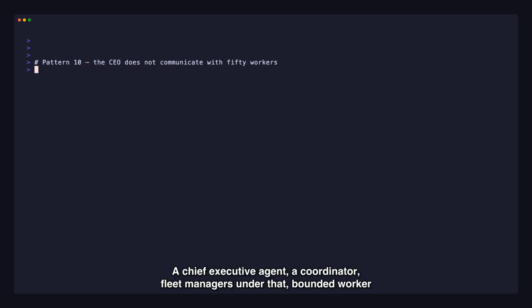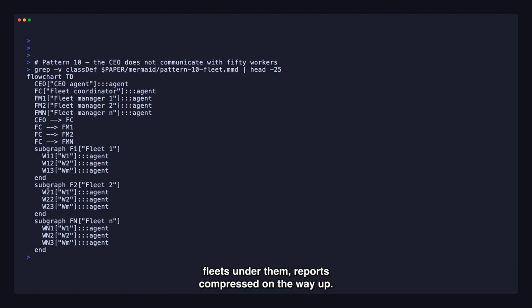Pattern 10 is the one that scales. A chief executive agent, a coordinator, fleet managers under that, bounded worker fleets under them. Reports compressed on the way up. The chief executive does not communicate with 50 workers. That is coordination cost, compressed.